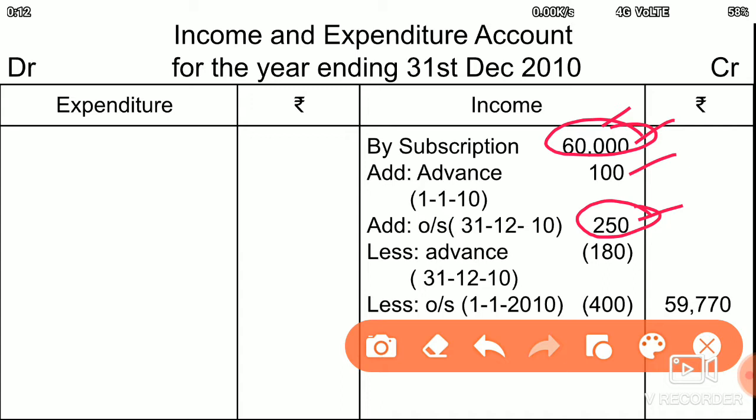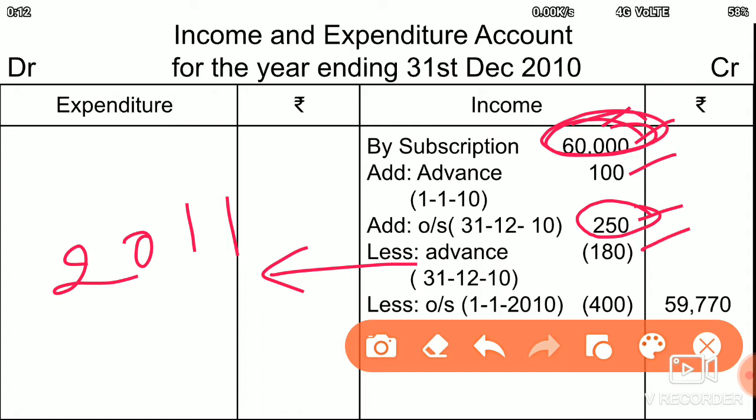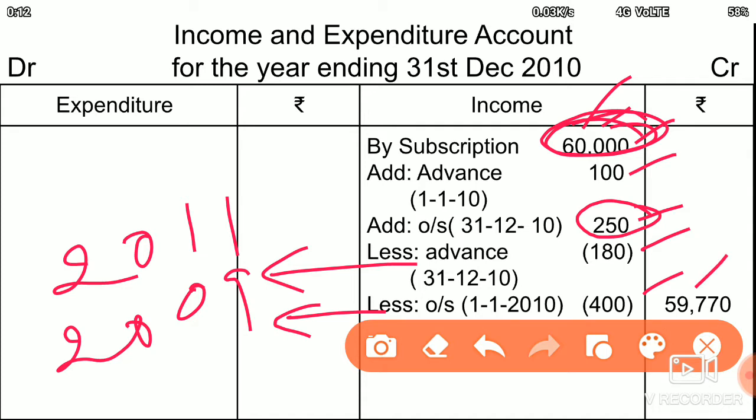Then the advance which is received in the current year, this advance is for 2011 but received in 2010, which is present in the 60,000, will be subtracted. And also the outstanding of the previous year, this outstanding is for 2009, we assume that it is received in the current year, so it will be present in this 60,000, so that also is removed. So after the adjustment, we get the actual subscription of the current year on accrual basis, so it becomes 59,770. So this is the actual subscription for the year.